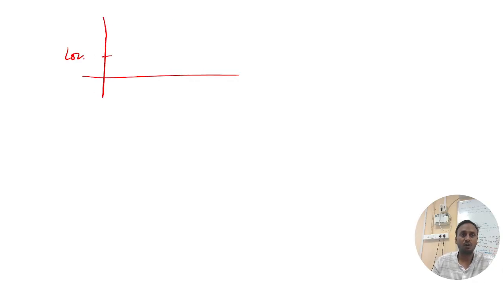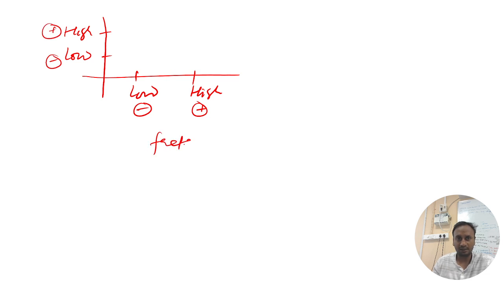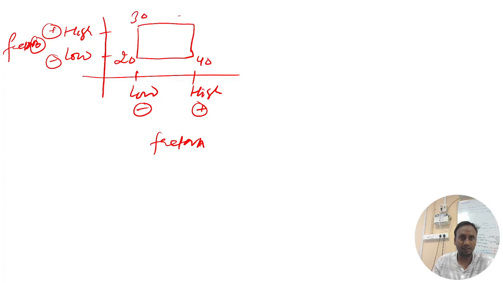This is called low. This is called high. Again low, high. It's a minus, it's a plus. It's a minus, it's a plus. This is factor A, factor B. We'll take some values here. Let's say this value is going to be 20, 40, and this becomes 30, 52.